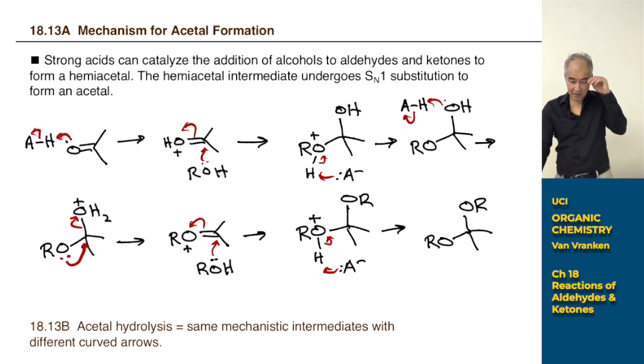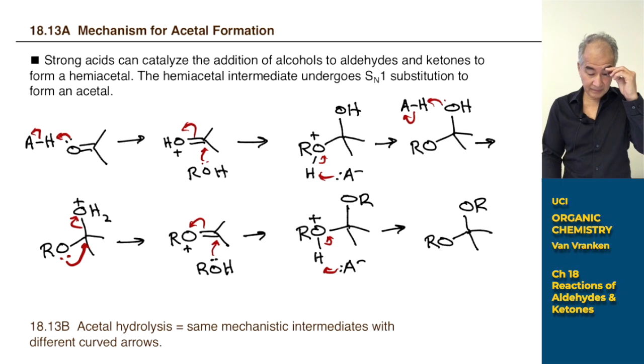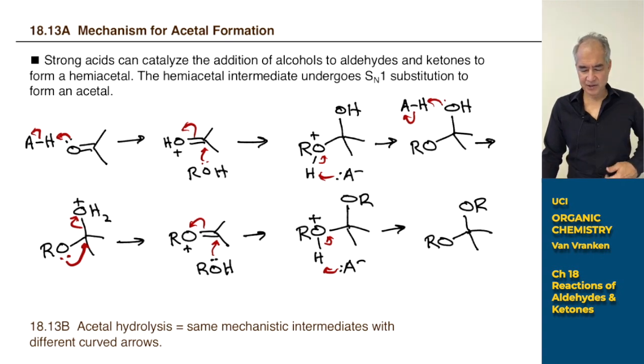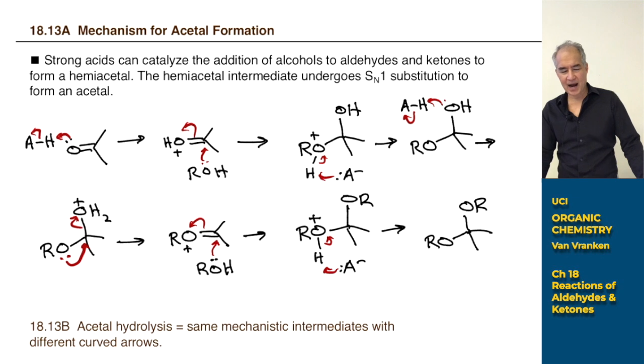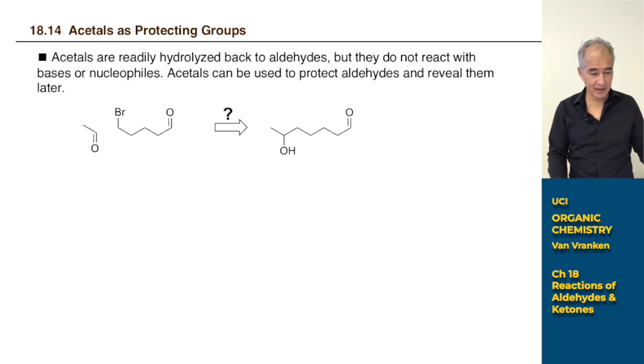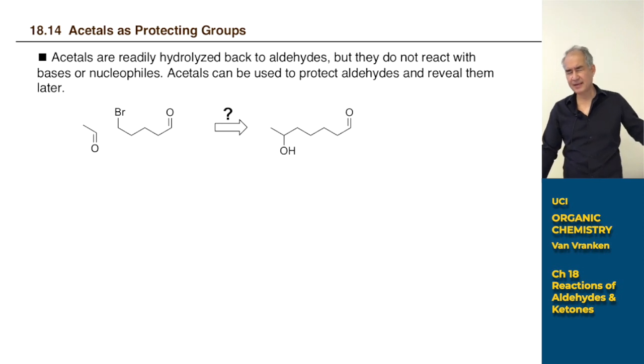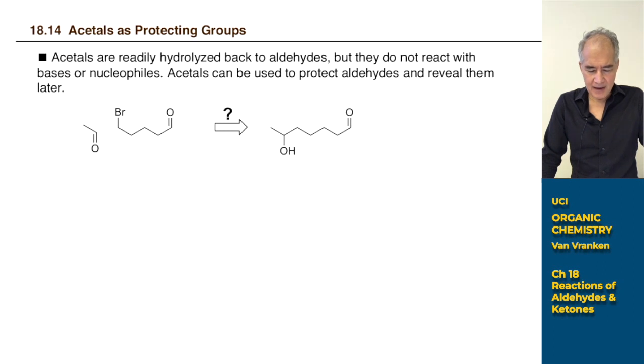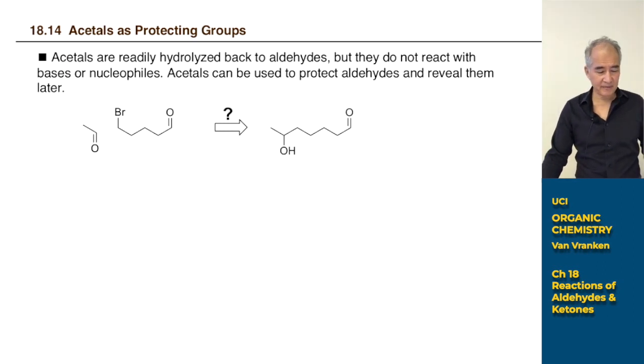So first we're making a hemiacetal, and then in the second step we're doing basically an SN1 type reaction. All right, so that's the mechanism for acetal formation, and you have to know this mechanism. It's kind of like forming a hydrate twice over or something. Okay, let's take a look at this idea that we can protect carbonyls as acetals and prevent them from reacting.